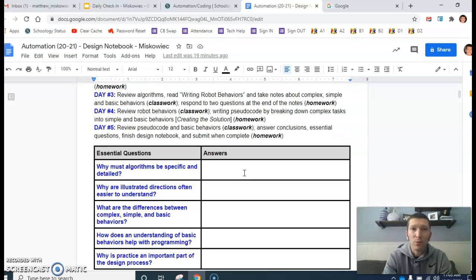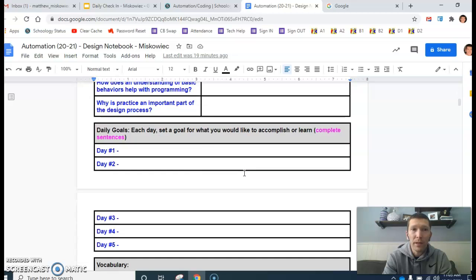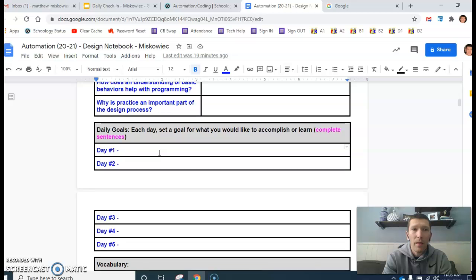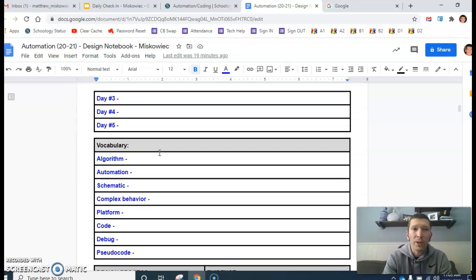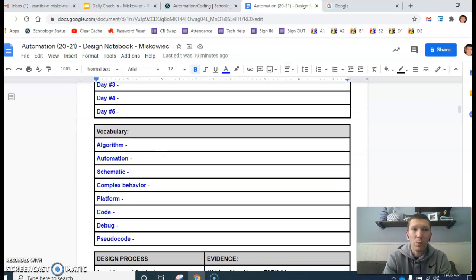So scrolling down, first, make sure that for day number 1, which is what we are on, write your goal for today. Make sure you have that written in there. What do you want to accomplish? And then down below, this is what your homework is for today, the vocabulary words here.